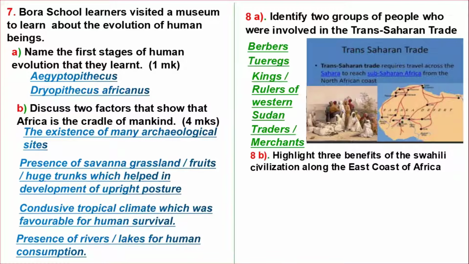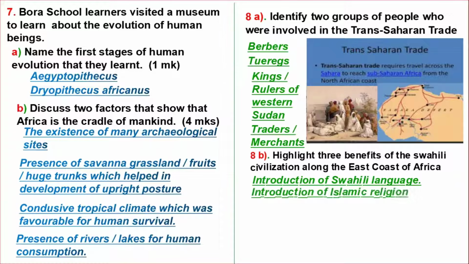All right, highlight 3 benefits of the Swahili civilization along the east coast of Africa. Number 1, introduction of Swahili language. Can you remember? Through intermarriage of the Arabs and the coastal Bantus. All right. We have also introduction of Islamic religion. Yeah, it was introduced into East Africa.